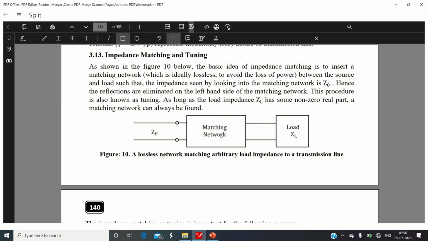This procedure of matching the impedance is also known by another name, impedance tuning, or simply tuning. As long as the load impedance, say this ZL value, is a non-zero value, and if it has a real part, then there always exists a matching circuit. So as far as the given load impedance has a real non-zero value, there is always a solution to find a matching network.